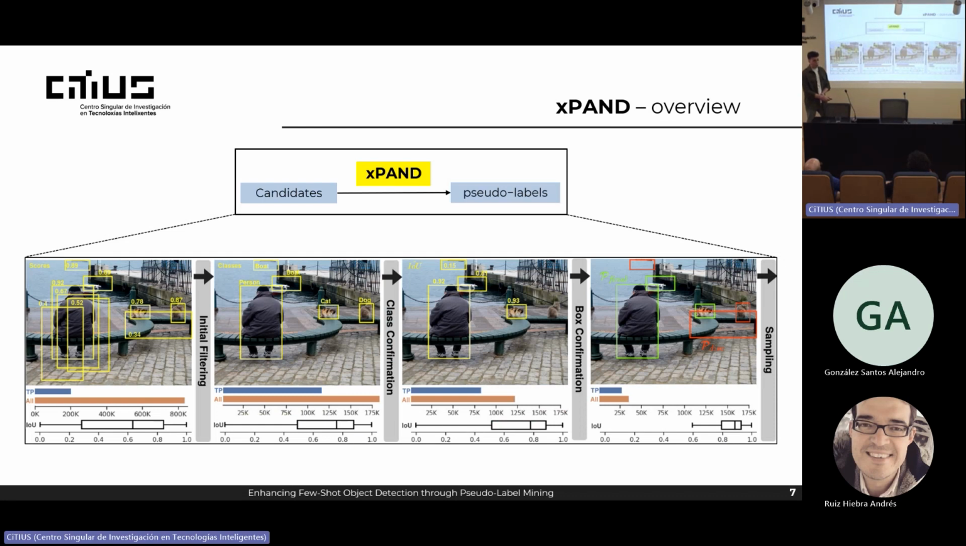So here we have an overview of EXPAND's steps, namely initial filtering, class confirmation, box confirmation, and sampling. The initial filtering just applies a soft confidence threshold to remove very low quality detections. The class confirmation tries to remove misclassified detections, that means detections with incorrect category. The box confirmation tries to remove badly framed boxes, and the sampling just performs a class rebalance to a maximum imbalance factor. So now let's delve into the class confirmation and box confirmation modules, which are the more important ones.